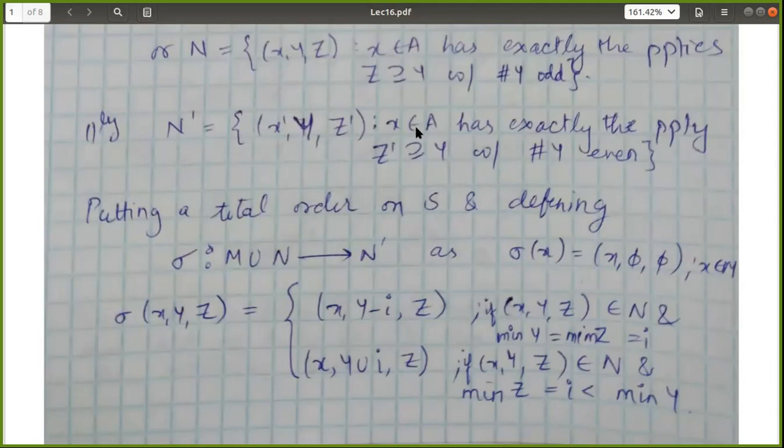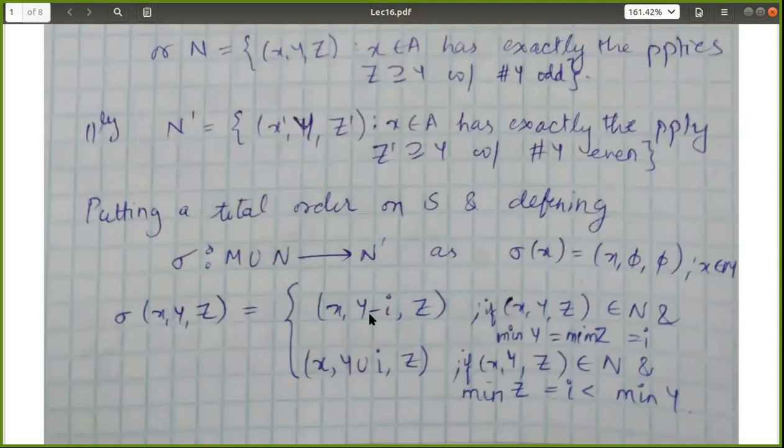N prime was this. So it has exactly the property z prime with cardinality of y being even. So you took the same z prime. Z is z here. Okay. So this element x has the property exactly which are there in Z. This Z contains this particular set and the cardinality of this set being even. So are we good so far?